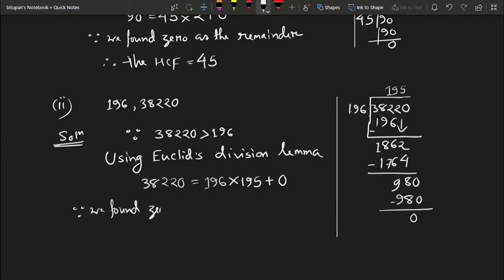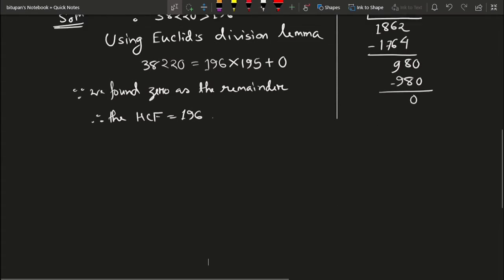therefore the HCF equals, what will be the HCF here? The divisor is the HCF, always remember. Since the divisor was 196, by which we divided, the HCF will be 196. So this is the solution for the second problem.